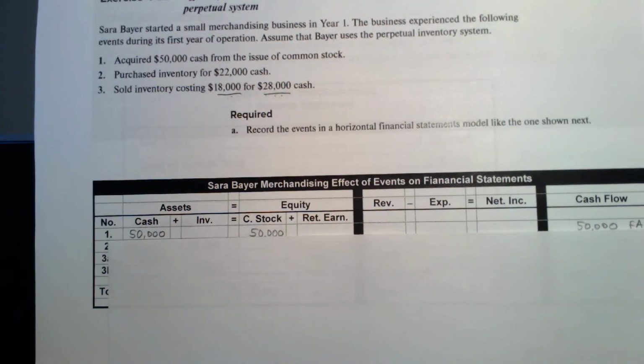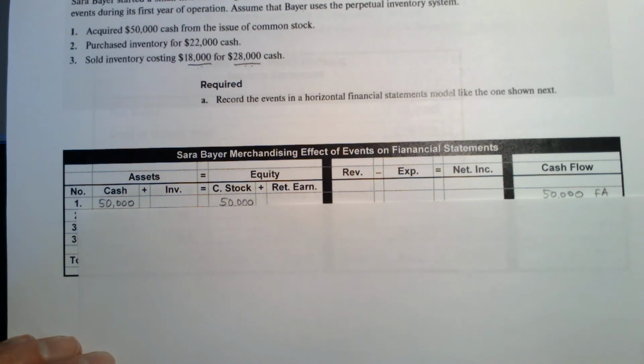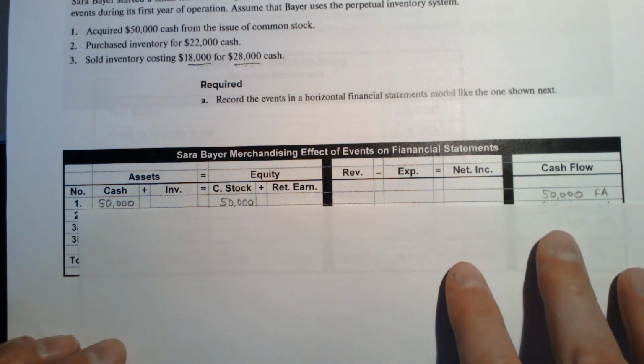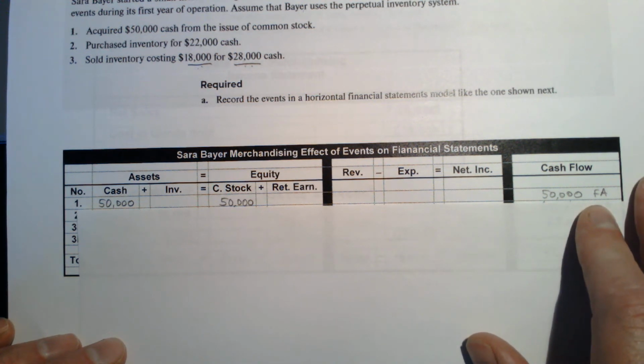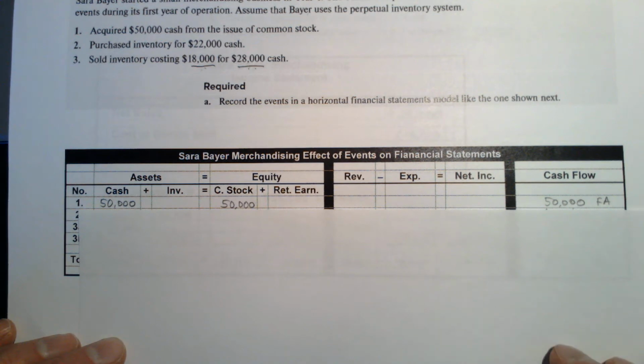So cash is going to increase, common stock will increase. There's no impact on the income statement, and we have a positive cash flow that's a financing activity because it deals with transactions with the owner.